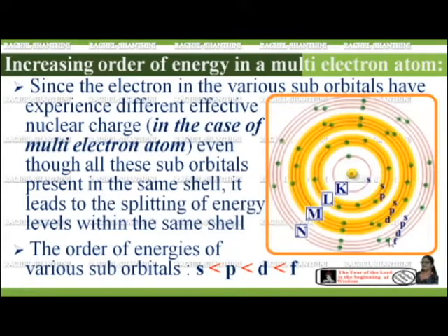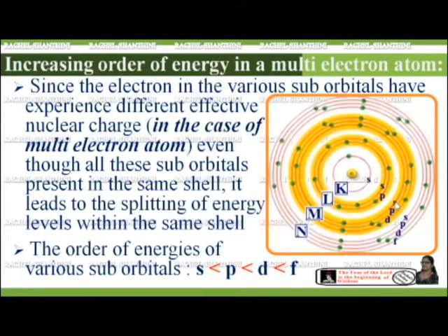That is, the energy of f orbital will be higher when compared to the energy of the s orbital, even though it is present in the same shell. Hence, within the same energy level, that is, if we consider the M shell, the energy of s orbital will be less than the energy of p orbital, which is less than the energy of d orbital.